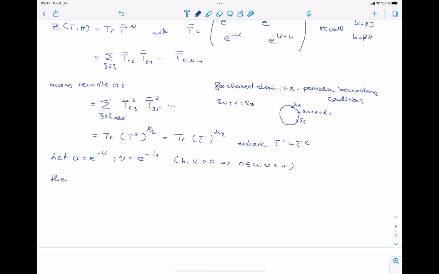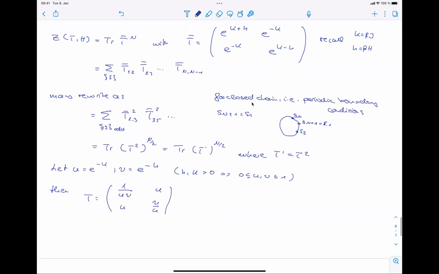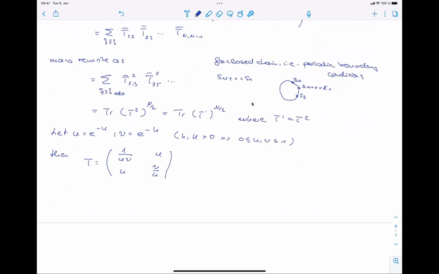Then we can write the transfer matrix in a closed form. Here we have 1 over u times 1 over v, a u popping up, another u there, and here we have v over u. And since we then have the transfer matrix, we can define what's actually the T prime. So the T prime is obviously the product of two of those.